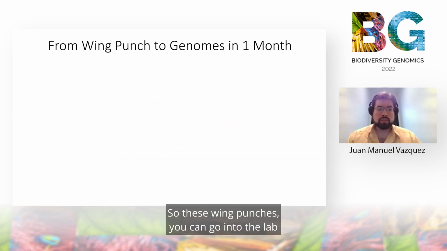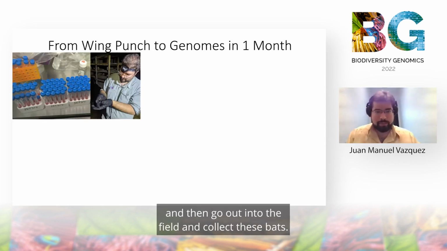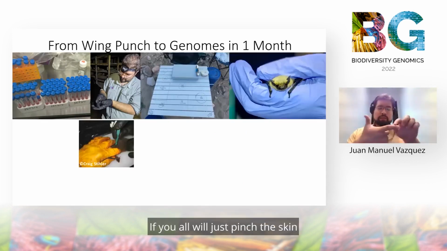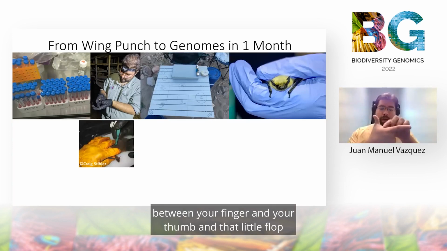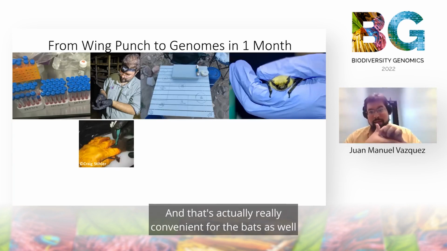So these wing punches, you can go out into the field and collect these bats, and then go into the lab and establish these different cell culture tubes. If you all will just pinch the skin between your finger and your thumb, and that little flap of skin right there, just the edge, you'll feel no pain. And that's actually really convenient for the bats as well as for us.